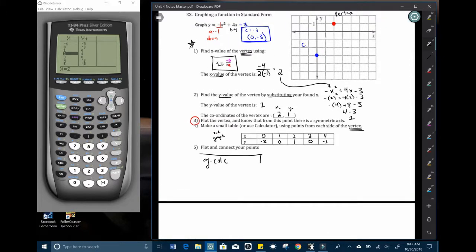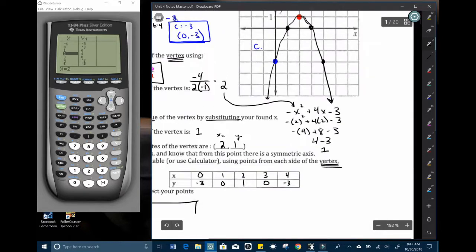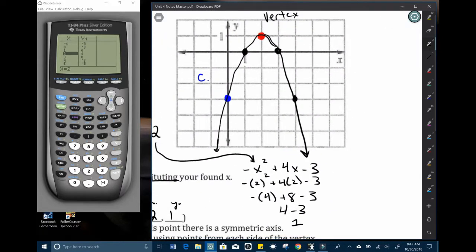So we have 0, negative 3, over 0, down negative 3. Hey, we plotted that one. Over 1 to 0. Over 3 to 0. And over 4 down to negative 3. And now we're just going to connect the best we can. Okay, and that is our beautiful looking quadratic equation. It is supposed to be a little bit curvy here, but it should be pretty symmetric.